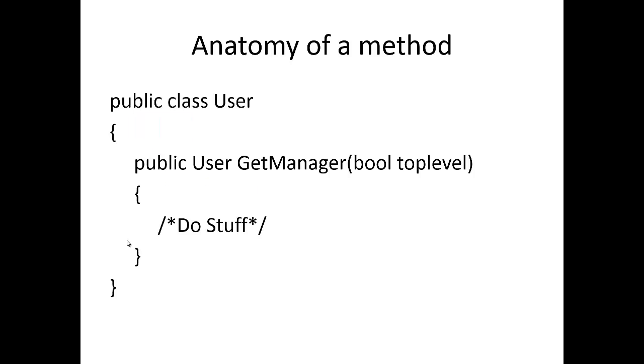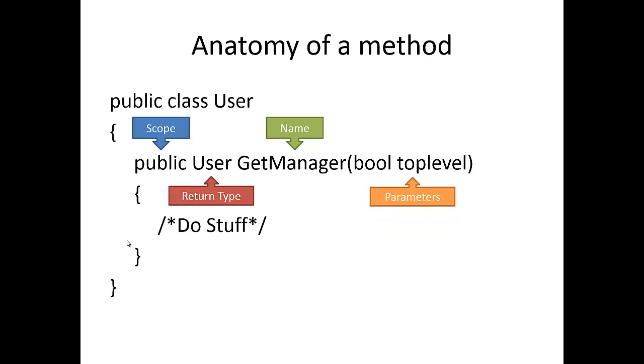So getManager is the actual name of the method, and then the last part, which is bool topLevel, are the parameters that are passed into the method. Those parameters are passed in because they can then control or help guide the method in what action it should be taking.